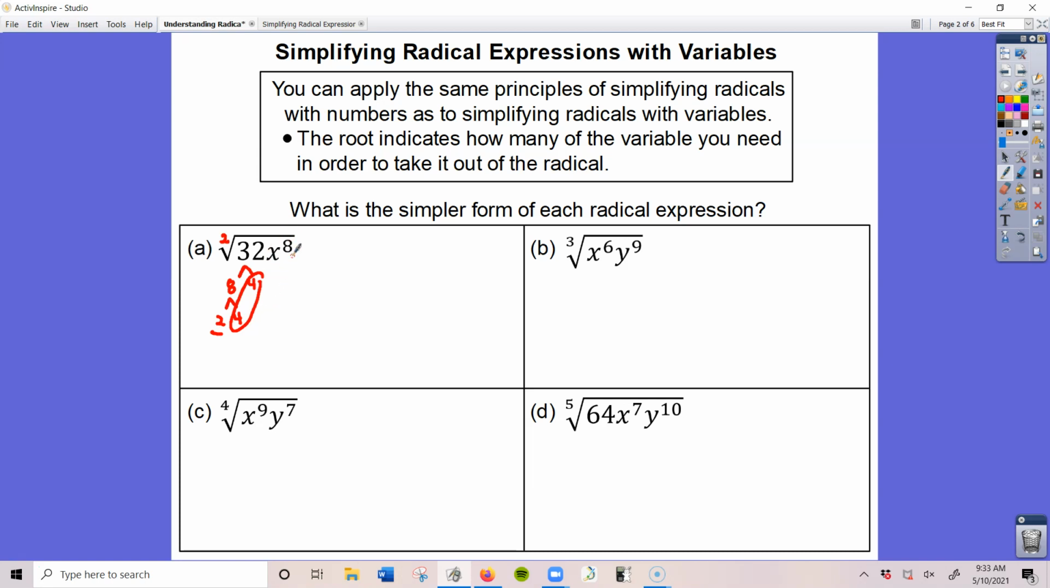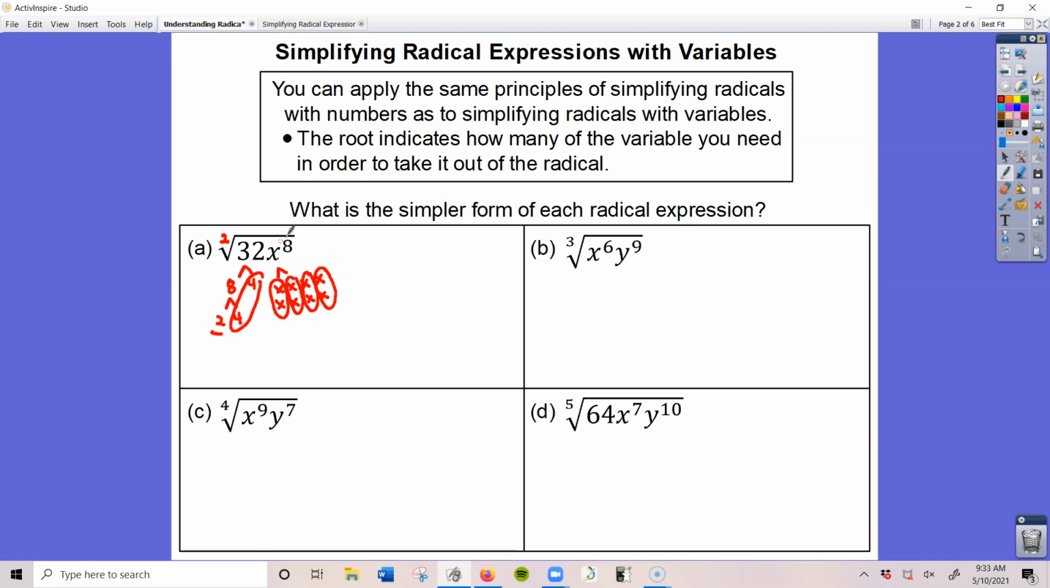Now let's break down this x to the 8th. If it's x to the 8th, that means that there are 8 x's. And remember that we need 2 to move it outside. So I have a pair here, here, and here. So we have 4 pairs of x's.